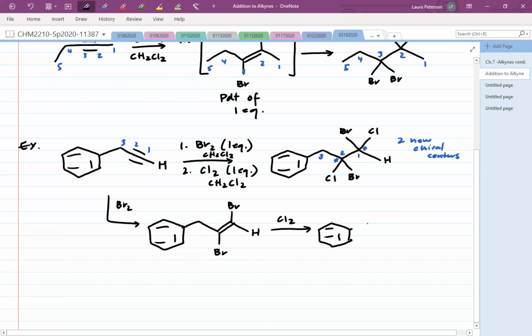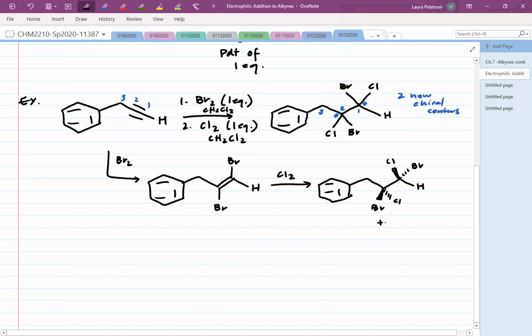Okay, so one way we could draw the products then is to keep the atoms that were along the horizontal in the same orientation. Okay, and then I would add my chlorines anti. So if I'm choosing to put the chlorine at carbon 2 on a dash, that means the chlorine at carbon 1 would have to be on a wedge. So notice how both the chlorine with respect to each other and the bromine with respect to each other are anti. So I would have that product and its enantiomer.